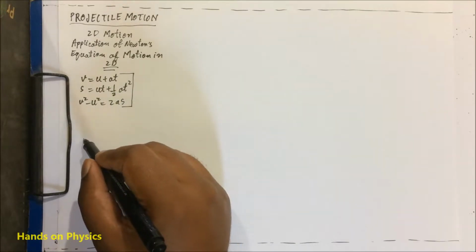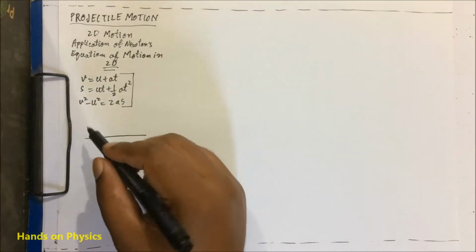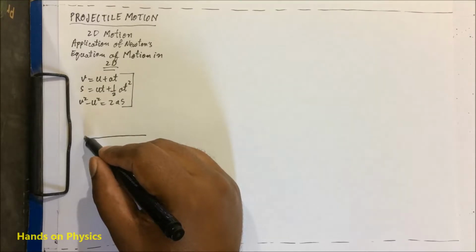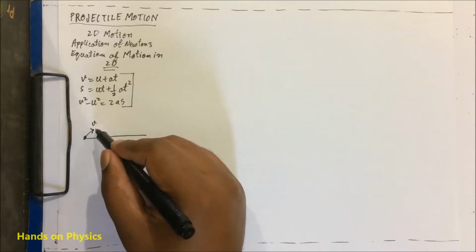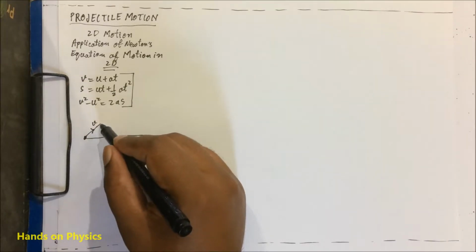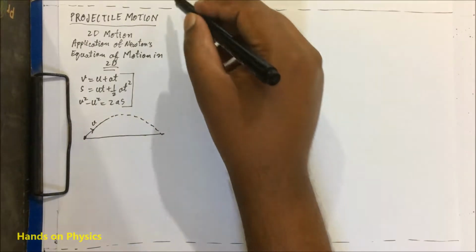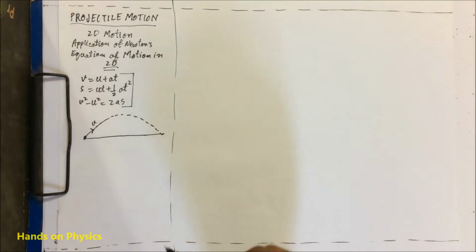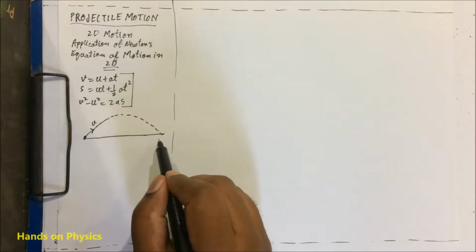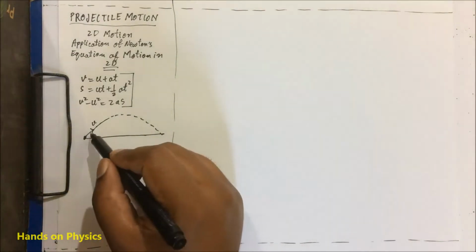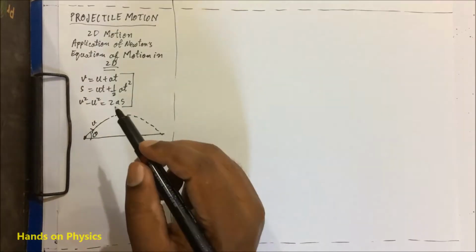Consider that you are in a field and you have thrown a ball at a velocity v from this point, and it went like this and ends up somewhere here. Such a motion is called projectile motion at an angle theta, of course.